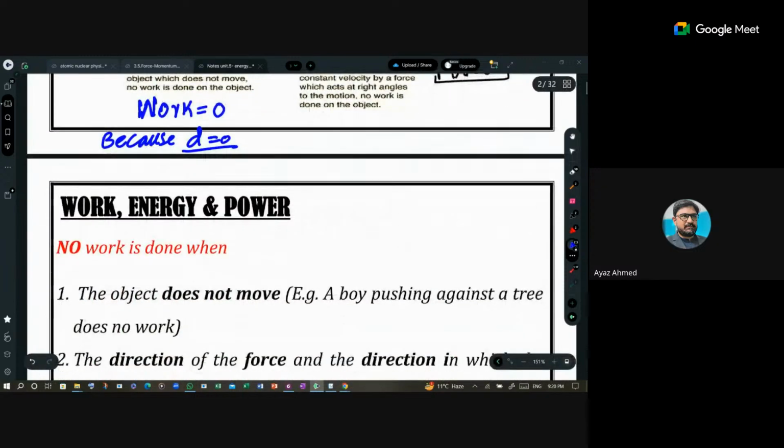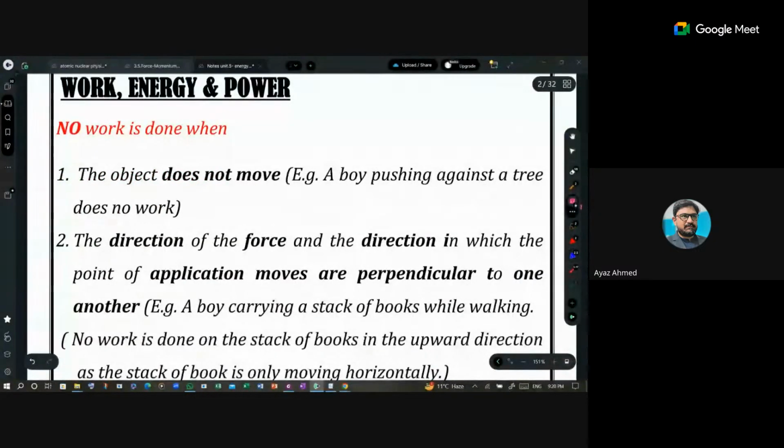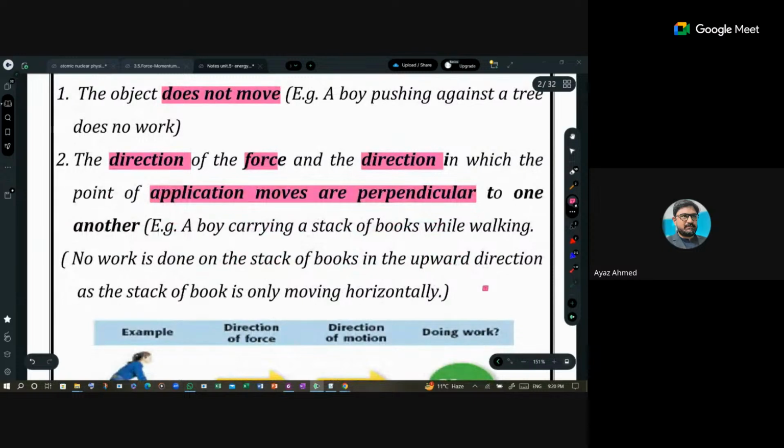So no work is done when the object does not move, as I have shown. Secondly, when the direction of force and the direction in which the body moves are perpendicular to each other. This is the second condition when work will be zero, and third, when there is no force. Definitely, if you apply no force, then there will be no work.